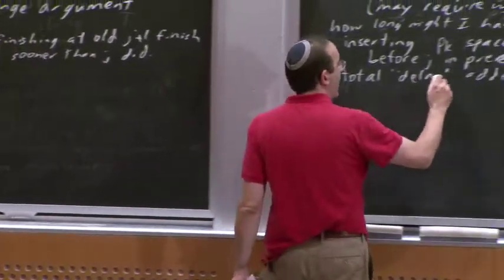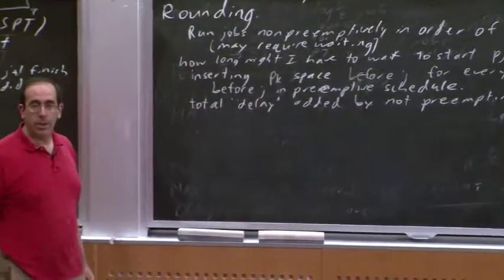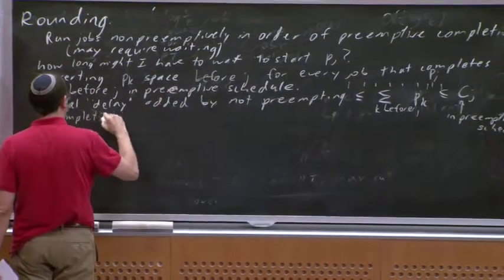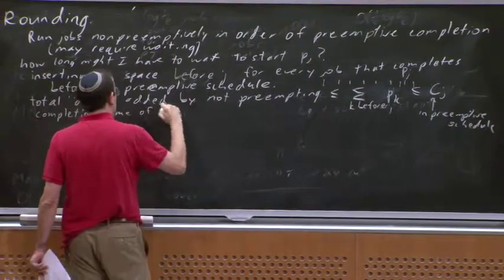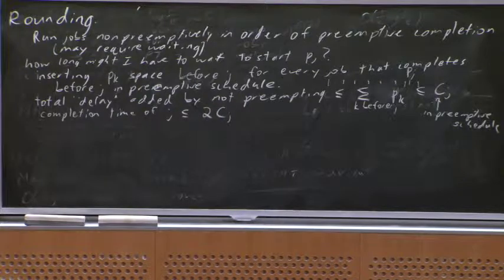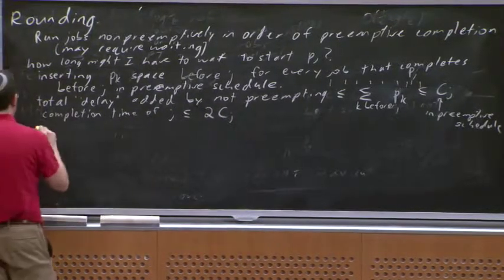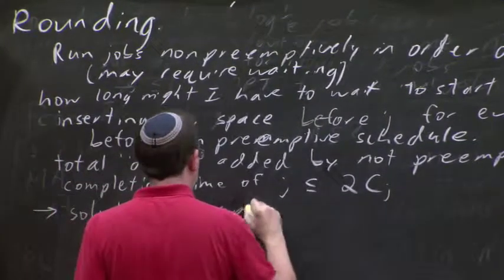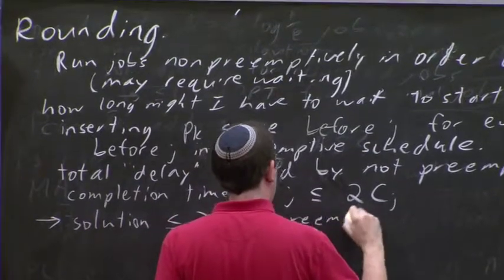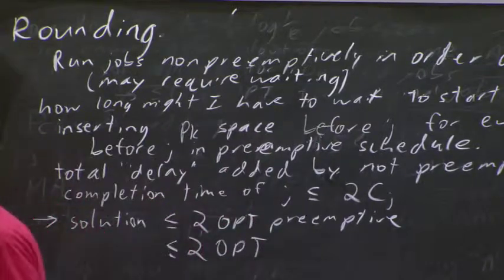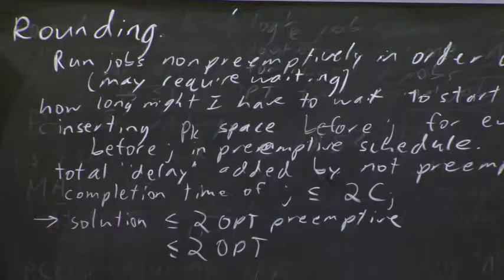Okay. Therefore, the delay added to job J is at most Cj. So that means that the completion time of J is at most twice the preemptive completion time. And therefore, our solution is at most twice the optimum preemptive solution and is therefore at most twice opt. So once again, we have a 2-approximation to the optimum.